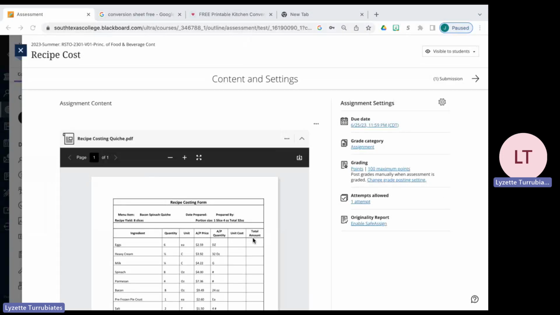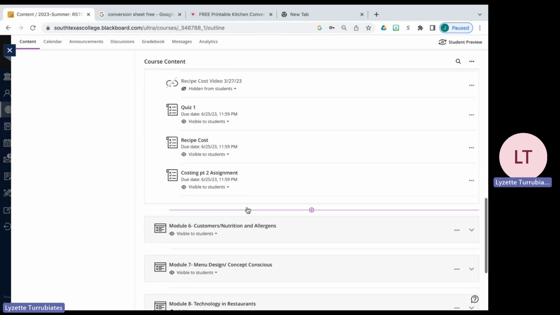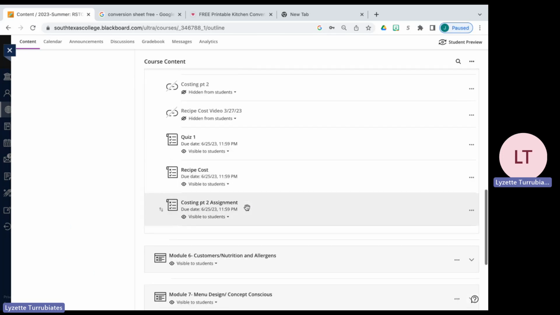So for your assignment, you have a couple of assignments, right? Due supposedly this weekend, but I'm going to extend the due date because I'm just now getting to put those videos on. You have your quiz one, which is part of the first part of the P&L, and then you have your costing part two, which is also part of the P&L.